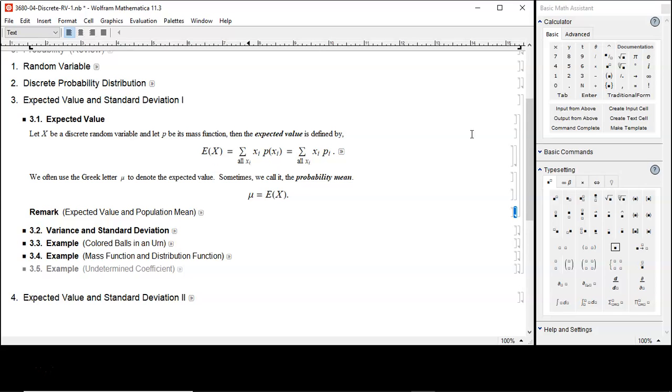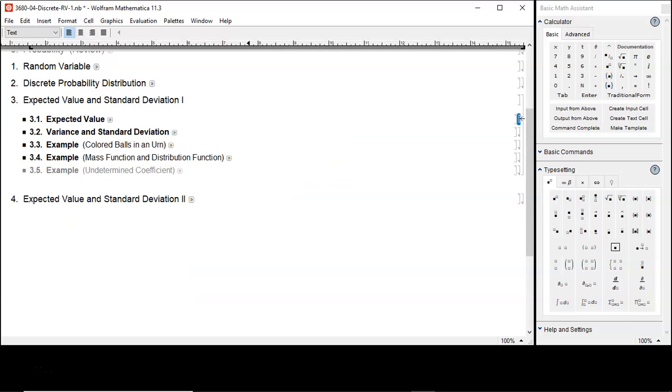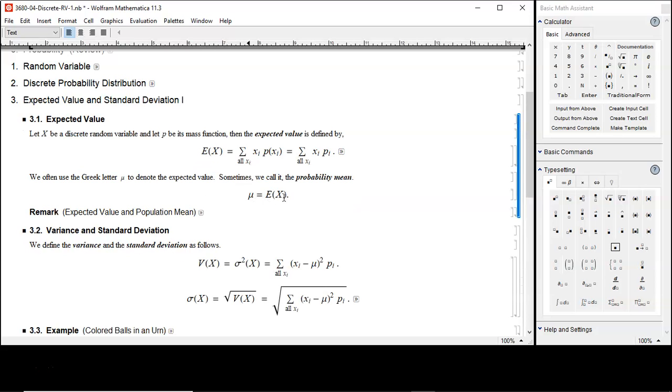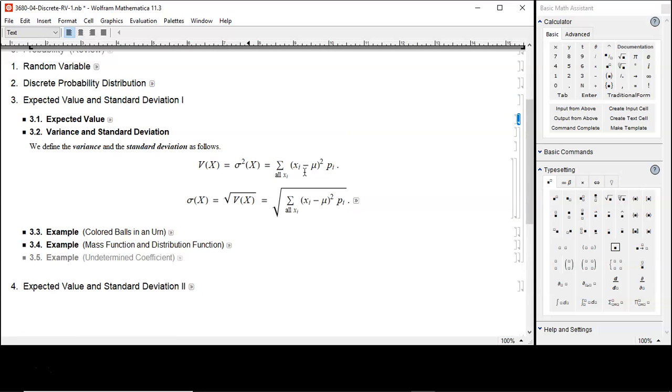Okay, so much for additional comments, and let's go to the next topic, variance and standard deviation. And here's the definition. Remember, mu is the expected value. So x1 minus mu, what is that? That's the difference between the payoff and the expected value. Now, we squared it, so I made everything positive.